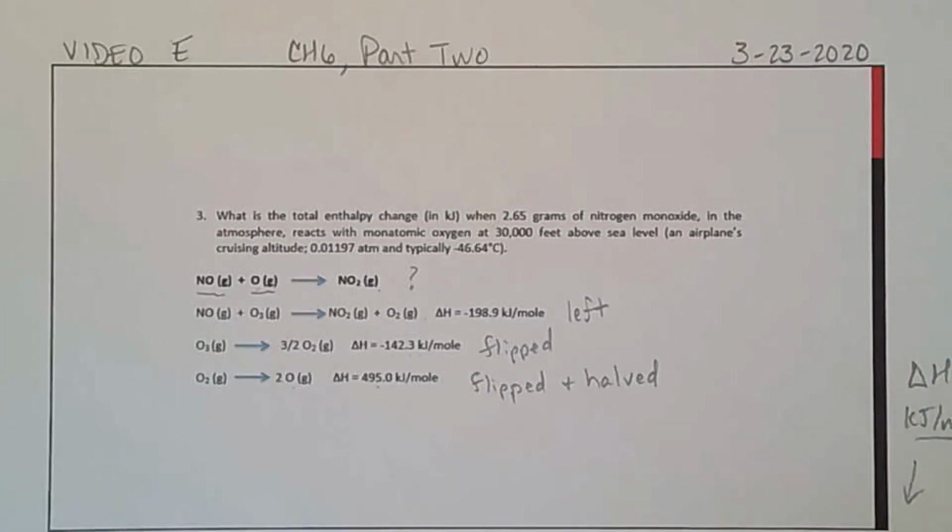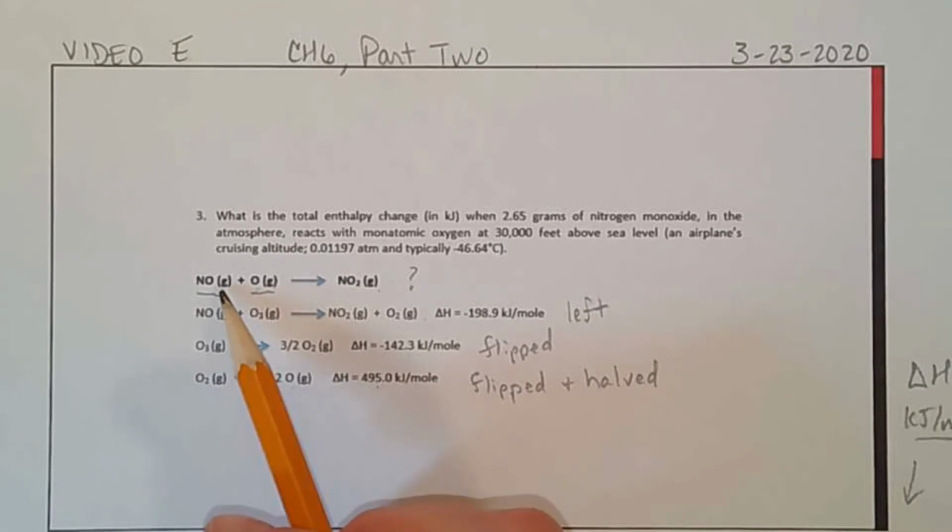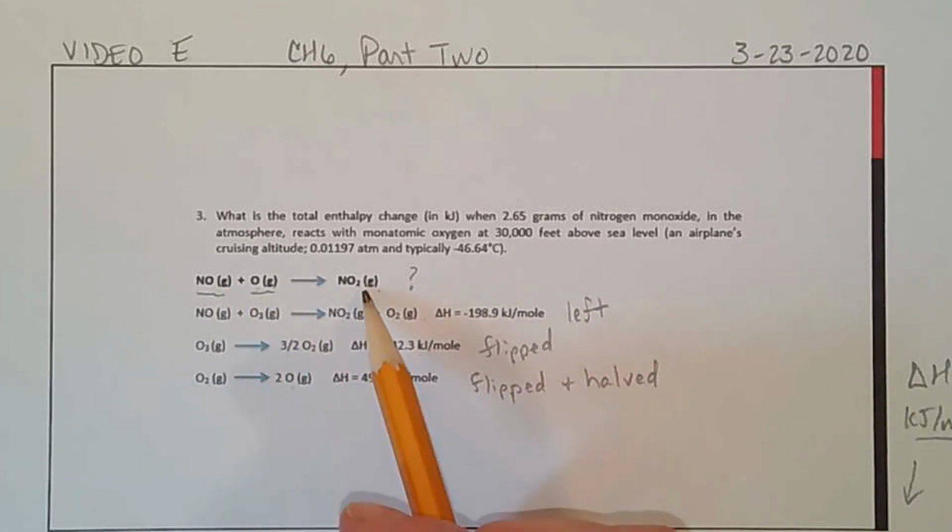Okay, here we're looking at question 3 from your workbook. I'm trying to focus this so you can see it. So this is a Hess's Law question, and we're being asked about this first bolded chemical reaction.